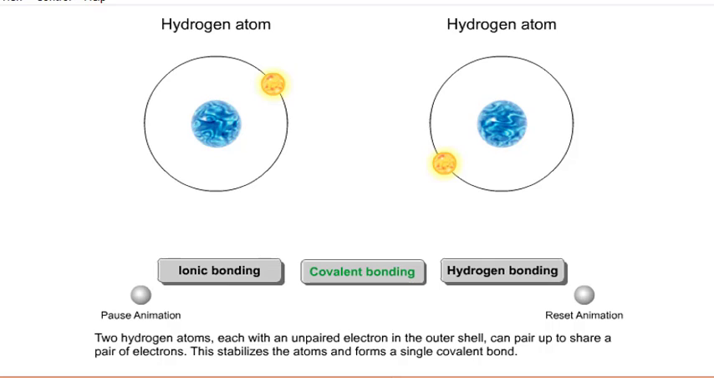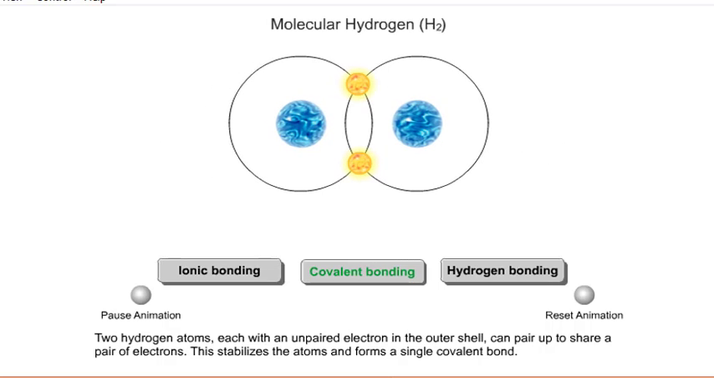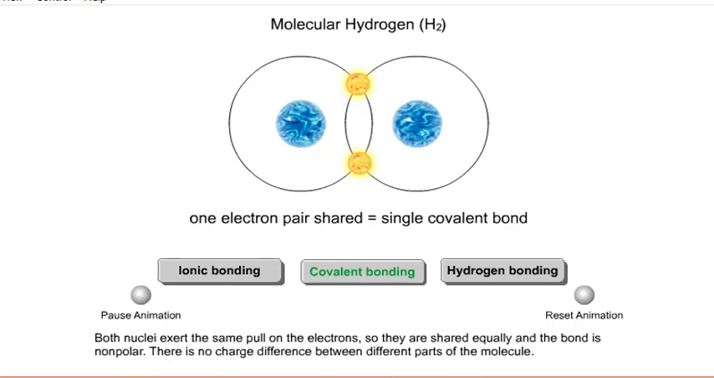Two hydrogen atoms, each with an unpaired electron in the outer shell, can pair up to share a pair of electrons. This stabilizes the atoms and forms a single covalent bond. Both nuclei exert the same pull on the electrons, so they are shared equally, and the bond is nonpolar. There is no charge difference between different parts of the molecule.